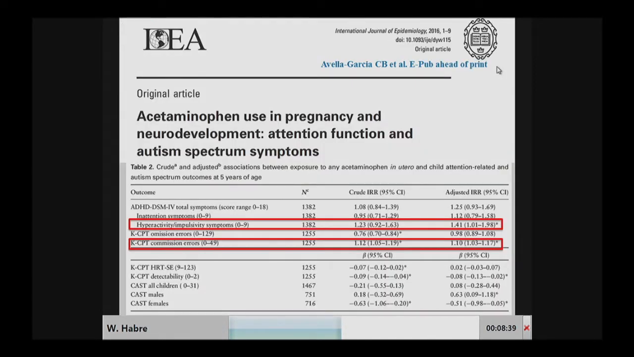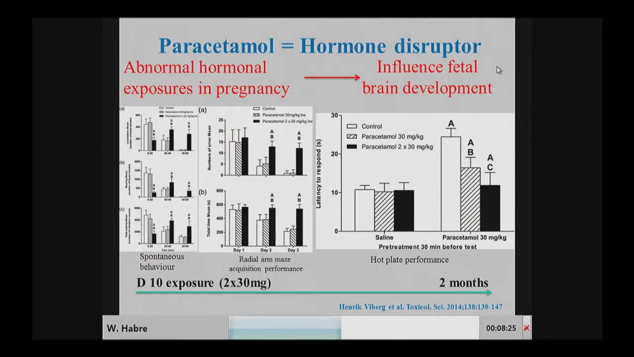Now, this is an EPUB ahead of print coming from Spain, looking at 2,600 pregnant women receiving paracetamol, and again, they saw attention dysfunction in children at 5 years of age and autism spectrum symptoms. So what happens? Henrik Weiberg is working very much on rats and looking at paracetamol, and it seems that paracetamol does induce hormone disruption and may influence fetal brain development.